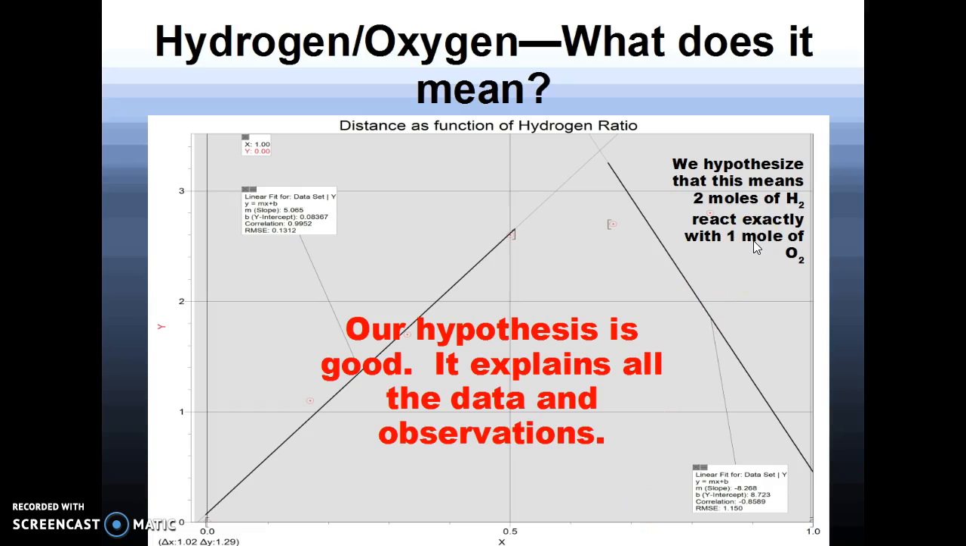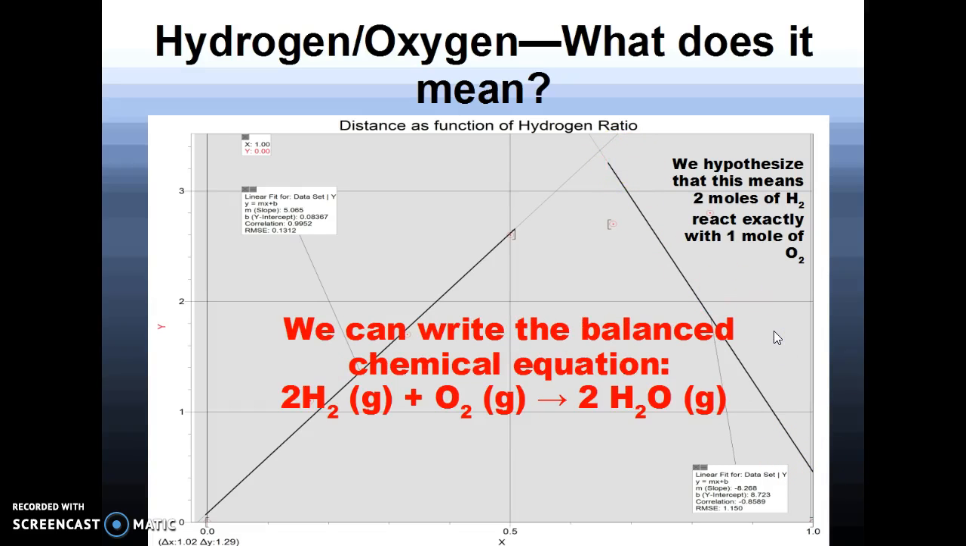2 moles of hydrogen reacting exactly with 1 mole of oxygen. This explains our data and observations. We've done this experiment over and over for several years, and although the data kind of clusters all over the place, the trend lines are still looking like this. So we write the balanced chemical equation that says 2 moles of hydrogen react with 1 mole of oxygen to form 2 moles of water vapor, or if you would like to call it steam.